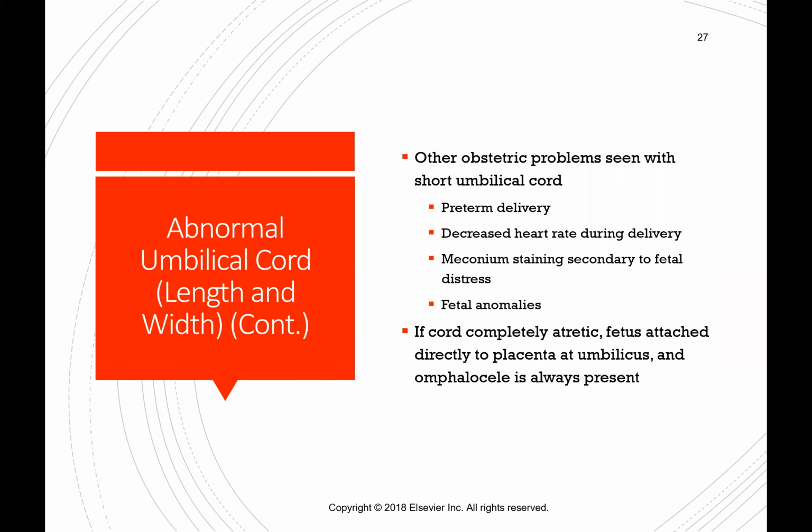So other obstetric problems seen with the short cord are preterm delivery, decreased heart rate during delivery, meconium staining secondary to fetal distress, and fetal anomalies. If the cord is completely atretic, the fetus is attached directly to the placenta at the umbilicus, and the omphalocele is always present.